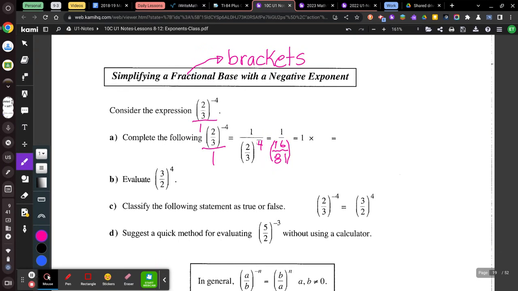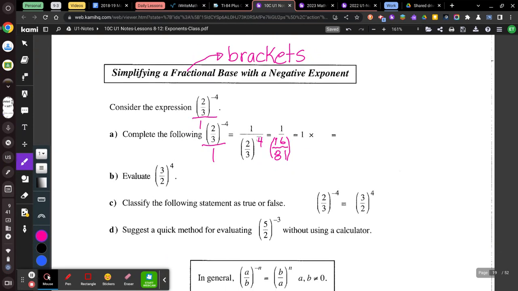So now that means you're going 1 times, flip it. 1 times. So this is saying 1 divided by 16 over 81. We don't divide fractions. We change this to a multiply sign. When we change it to a multiply sign, we flip the fraction. So that's why the 81 is going to go on top and the 16 is going to go on the bottom. And that'll be our final answer because 1 times that is that. So you end up with 81 over 16.